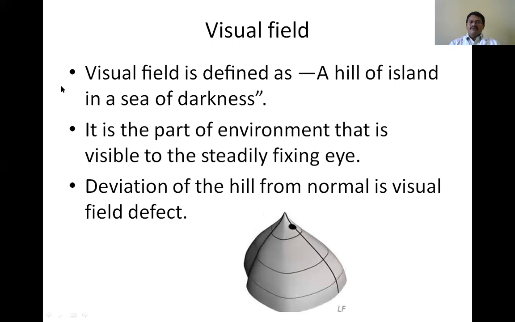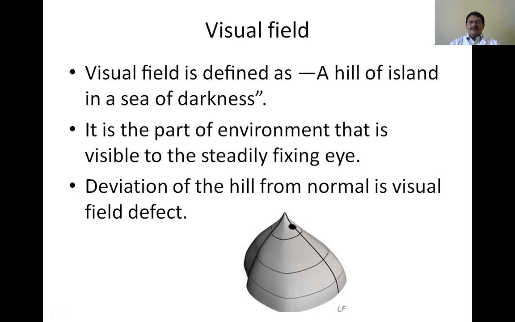Another definition of the visual field is the hill of vision, an island in a sea of darkness. It is the part of the external environment that is visible to a steadily fixing eye. That is most important: it is the part of the environment visible to that eye at a fixation point.